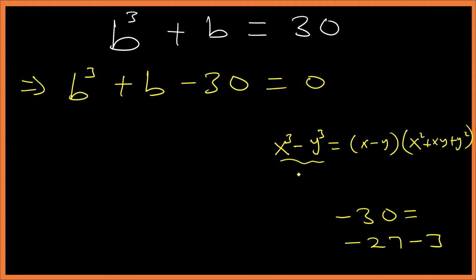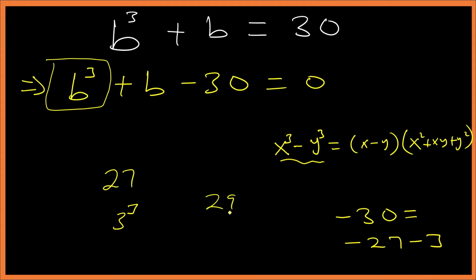Now remember, we want to express this one as difference of cubes. We have b cube here, so we want to pick a number that will give us a number multiplying itself 3 times. For instance, if I pick this, it will be 27, so this 27 will be 3 to the power 3. Now if I pick 29, minus 29 minus 1, I won't get any number that will be expressed in this form. So we are picking 27.